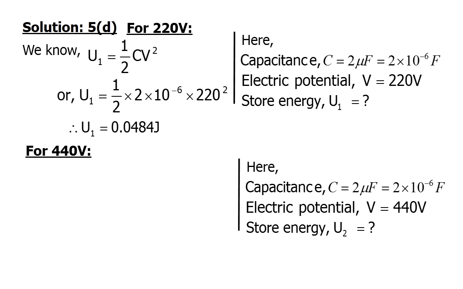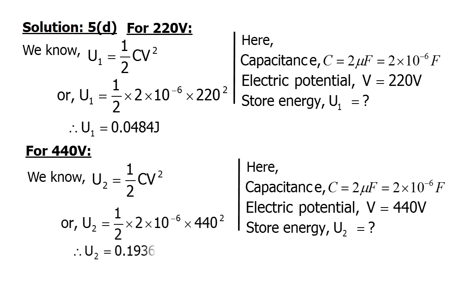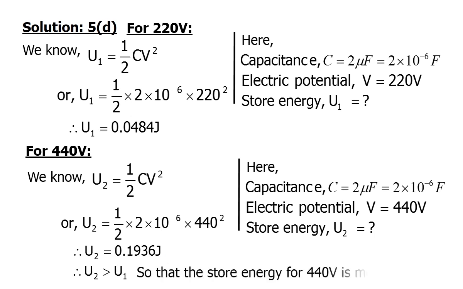And similarly for 440 volt, the capacitance will be the same, but the potential will be 440 volt, and we'll choose the same formula for 440 volt, and the formula is E2 equal to half CV square. After calculation we can get the stored energy 0.1936 joule. That means for 440 volt the stored energy is more than for 220 volt. That is the answer. Hope you have understood.